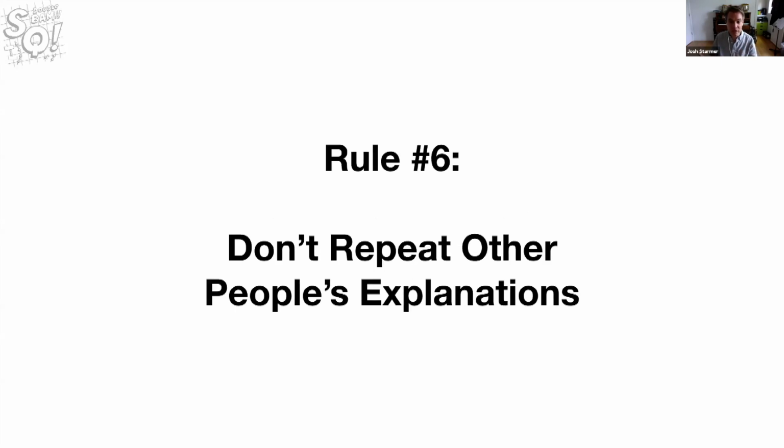Rule number 6, don't repeat other people's explanations. If they have a great explanation, then just say, hey, check out this explanation. It explains the normal distribution better than anyone else in the world. But if it's not the best explanation, you looked at StatQuest, you looked at some other websites, and you were like, I don't think this is the best, well, then you have to come up with your own, and you can't just repeat what other people are saying.